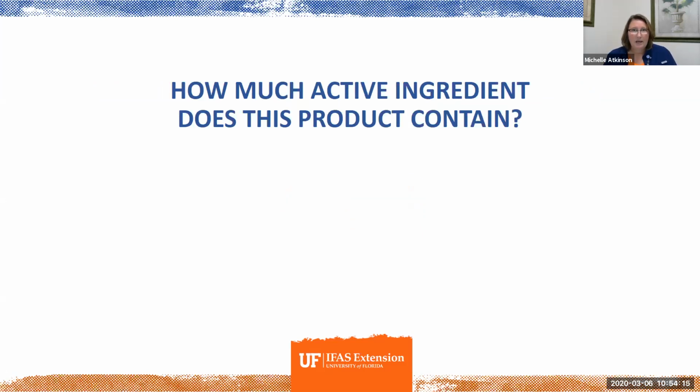How much active ingredient does this product contain? So pause if you haven't found it yet. 41%. And remember, that was right under the ingredients, active ingredient next to glyphosate. If you go out, you'll see 41%.